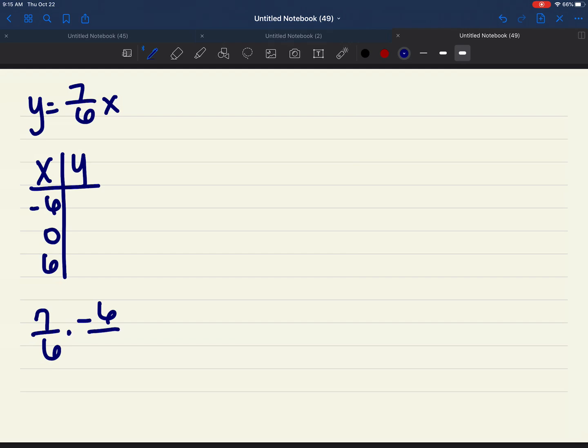Now I'm going to write the first one out just so you can see it. If I multiply 7/6 times -6, that would be -6/1, right? What happens to the 6's? They cancel, and you would just get 7. Okay, positive or -7? Negative.